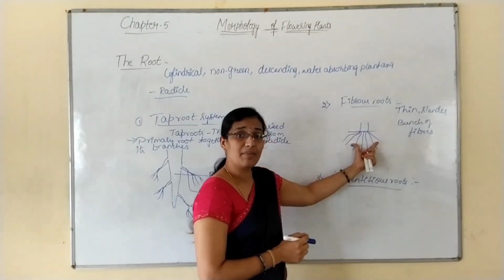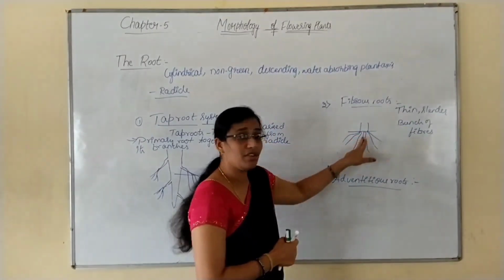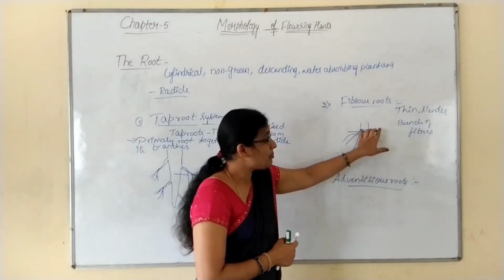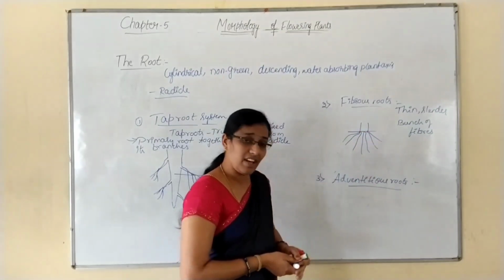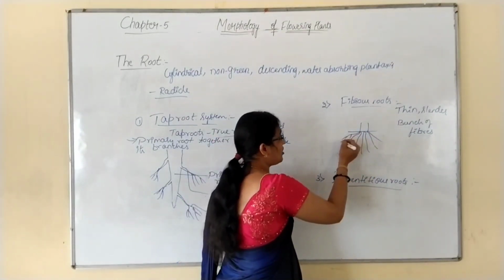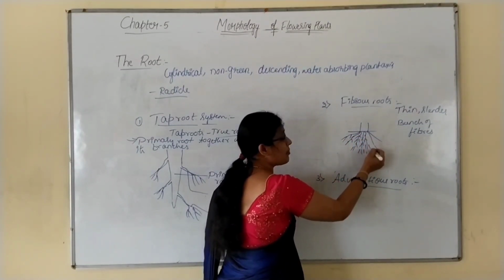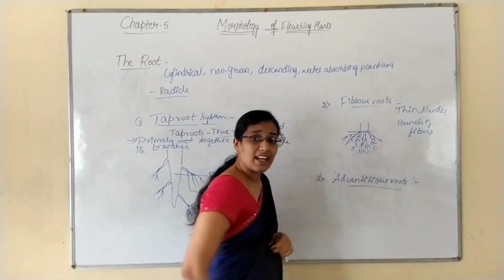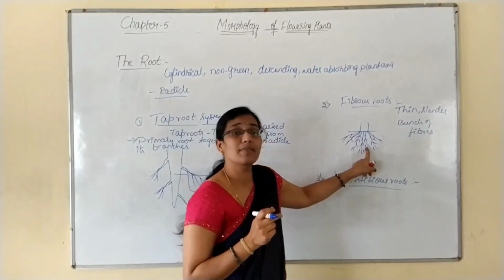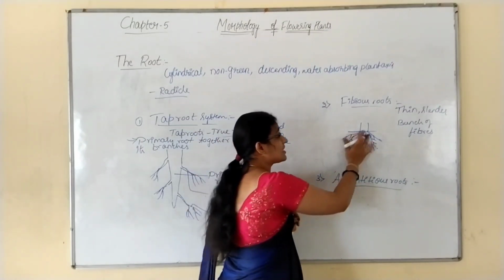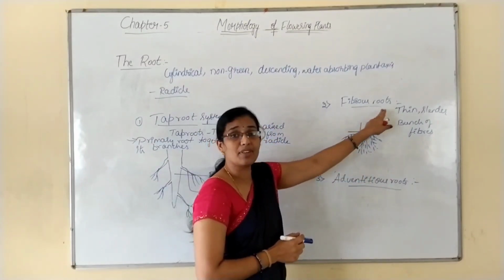So what do we call them? These are called fibrous roots. These are the main roots arising from the basal region of the stem. And these roots again will undergo branching, there is no doubt in that. Even though these fibrous roots look like a bunch of thin, slender, fiber-like structures, they will also undergo branching. This looks like a bunch of fibers, and this is called the fibrous root system.